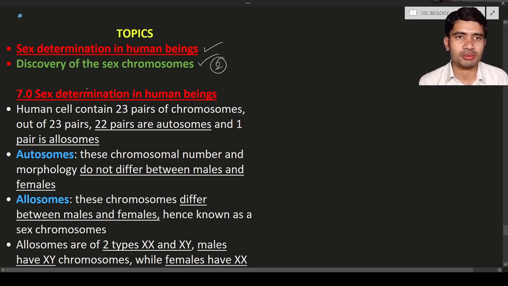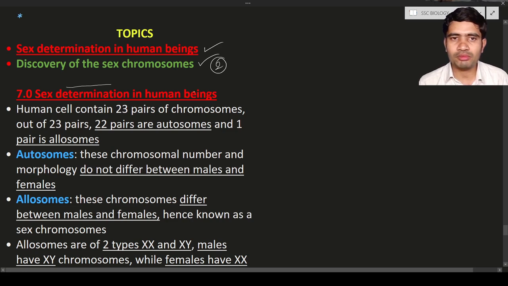What is meant by sex determination? Sex determination means determining the gender of the new individual, or determining the sex of the progeny. In this case, sex is nothing but gender. We are going to determine the gender of the baby after the fertilization. So how can we determine it?